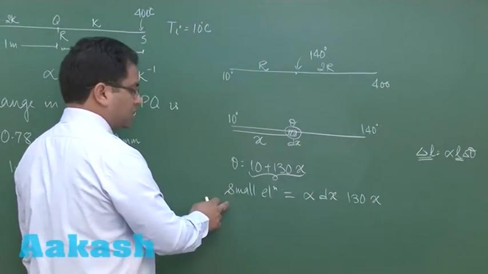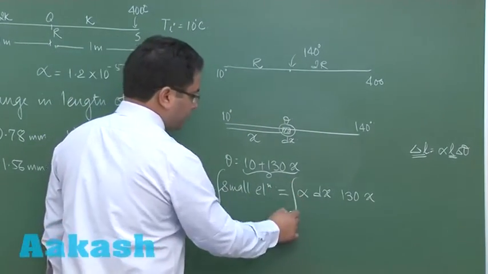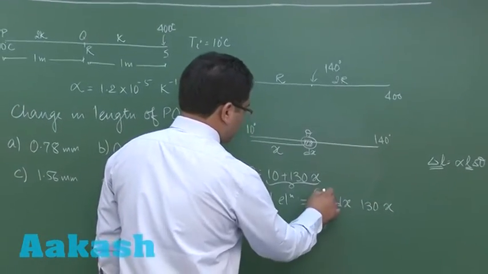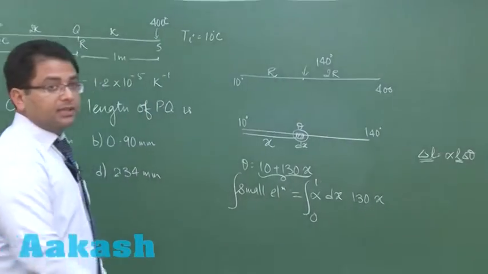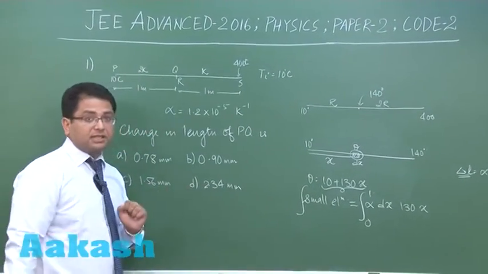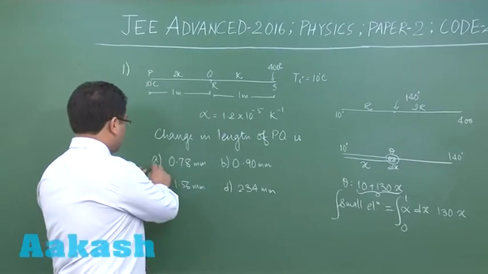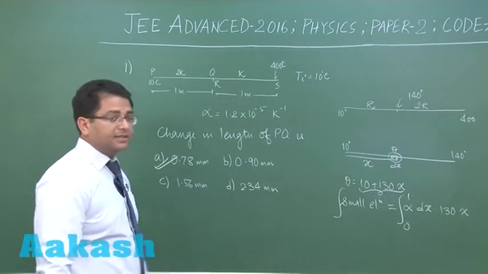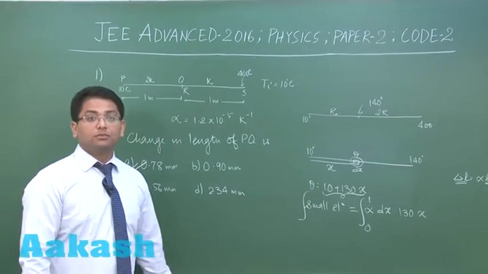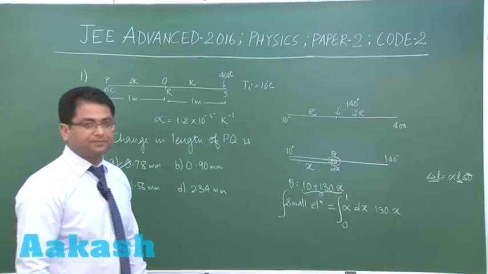That's a small elongation. The total elongation we have to integrate. The integration of x will have limits from 0 to 1. That will give me the total elongation. And when we calculate it, it demands calculation, I do agree. And that will give us option number A as the correct answer. So that was for question number 1. Now we'll move to question number 2.